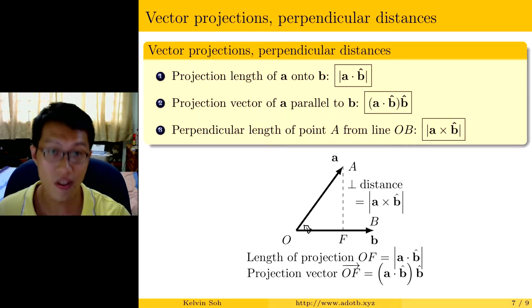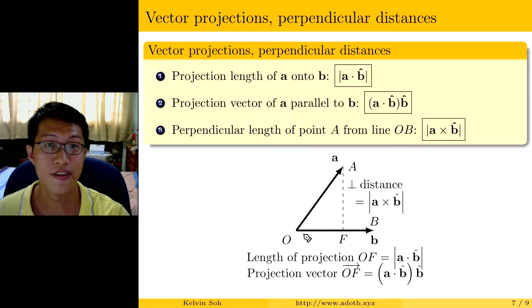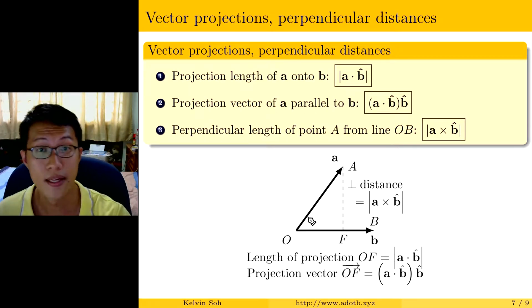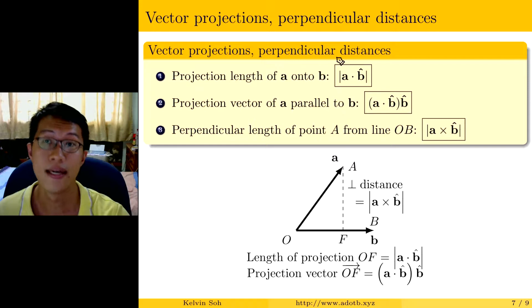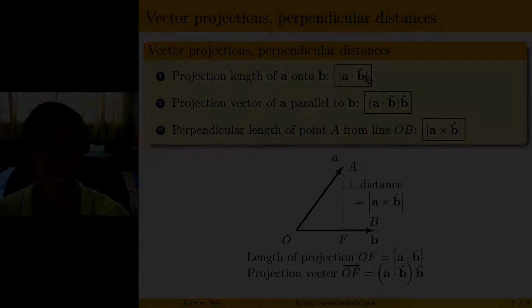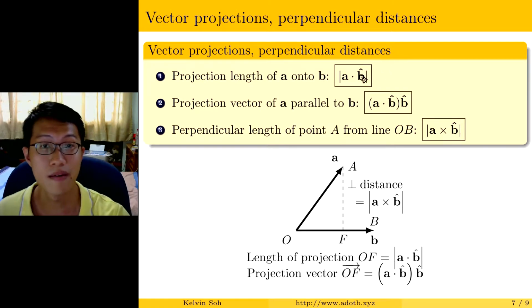To obtain the length of it, we can use some trigonometry to derive it. The length OF is the adjacent side in this right angle triangle. Adjacent sides are related to cosines, which are related to the dot product. So we have a formula that the length of projection of vector A onto vector B, which is this length OF over here, can be given by A dot B hat, where B hat is the unit vector of B. If you're interested in the derivation of this formula, feel free to post a comment below and discuss some ideas you may have, or I may chime in to show you the solution as well.